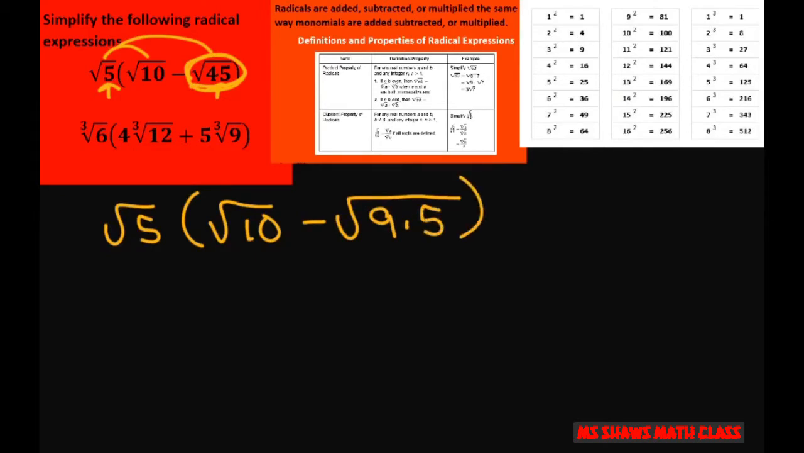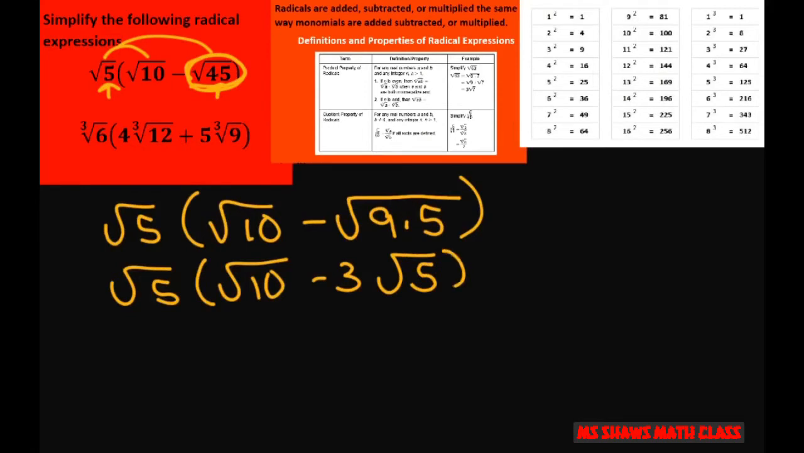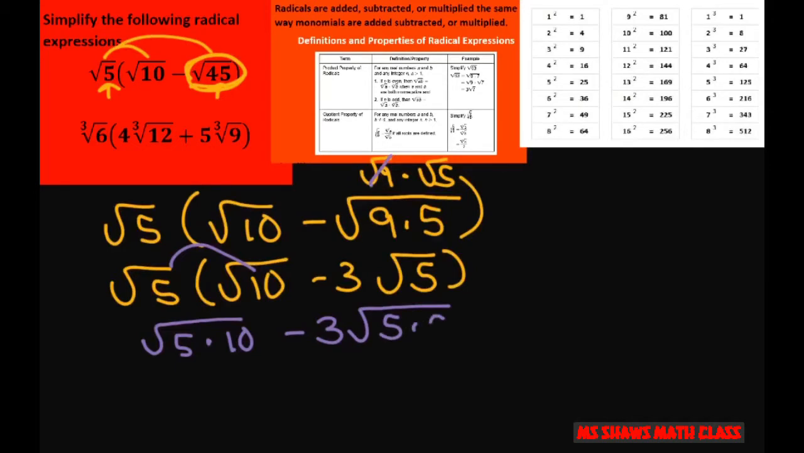So you take the square root of 9, that gives you minus 3 square root of 5, because that can be broken as the square root of 9 times the square root of 5. Then that just gives you your 3. Now when you multiply these, since they're all square roots, you can multiply inside. So this is the square root of 5 times 10 minus 3 times the square root of 5 times 5. This gives us square root of 50 minus 3 square root of 25.